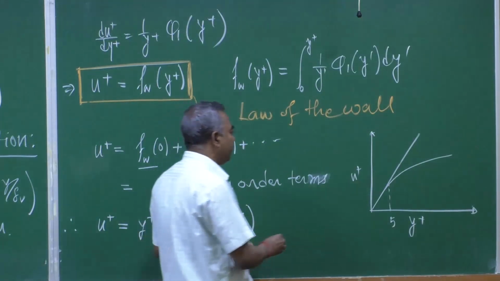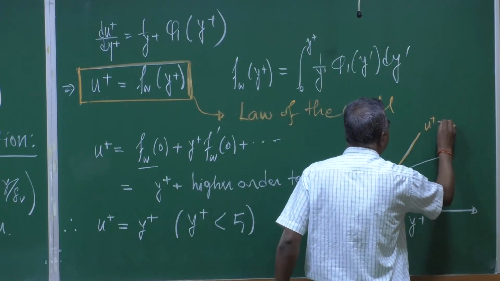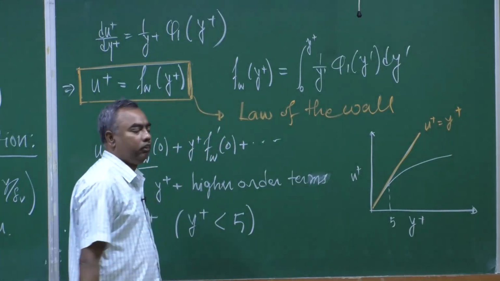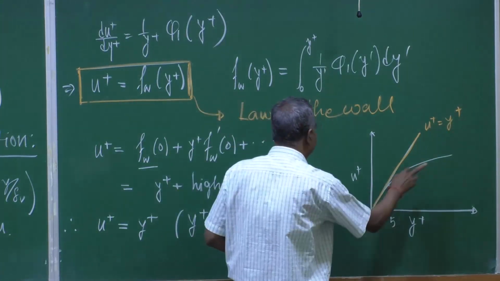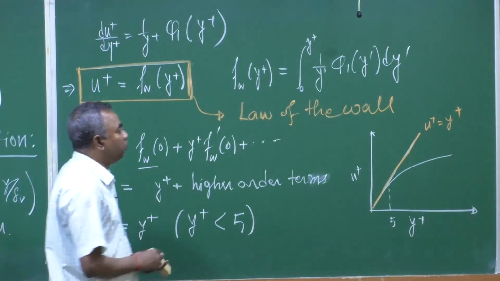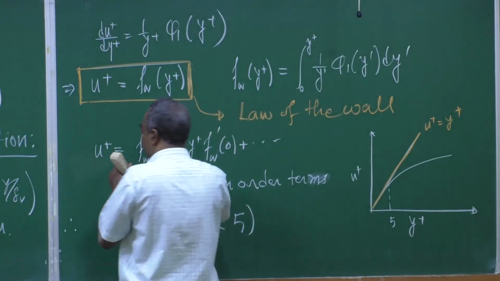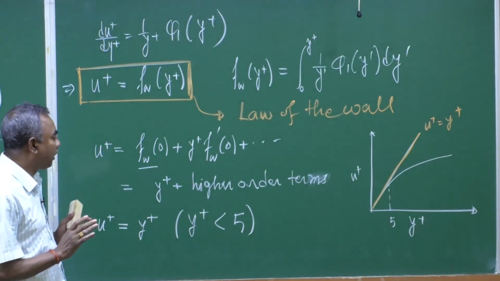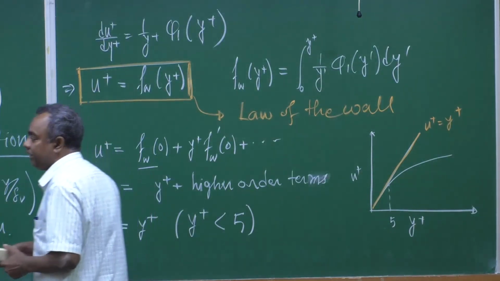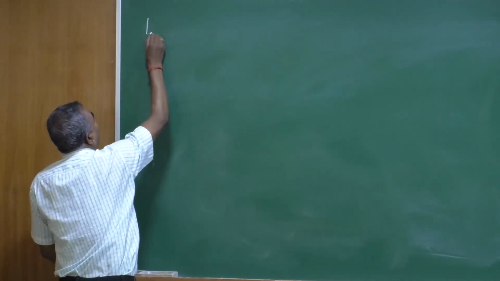So, this equation is nothing but u plus is equal to y plus, and this is your actual data, which is found to deviate after y plus 5. That means this approximation u plus equals y plus is valid very close to the wall. This is what we talked about in the last class. Today we extend these discussions further and see what we get. Today we are going to talk about the log law.